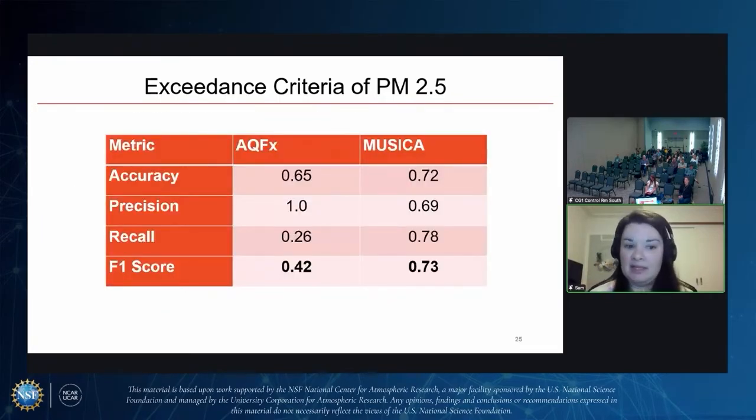Plotting all that up, in this case, the F1 score is quite different between the two. The AQFX had an F1 score of 0.42, while Musica retained 0.73. And so in this instance, the ozone might have been better represented in the AQFX. However, Musica seems to have better represented the PM 2.5.